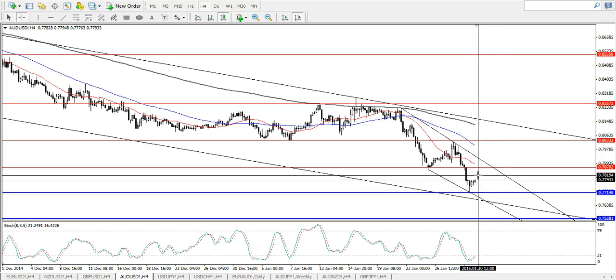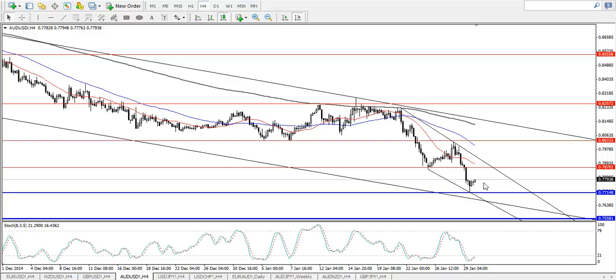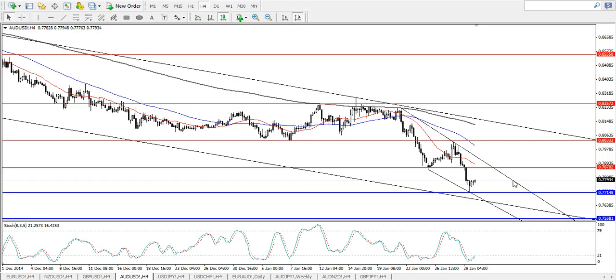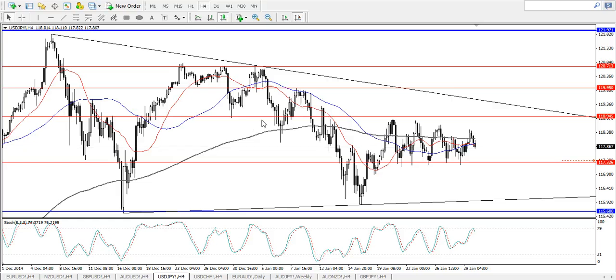So waiting for a retracement all the way back to the top of this falling trend channel that's just been spotted, to go for a short opportunity again, all the way to the bottom of the falling trend channel, or furthermore will be the final exhaustion level, which is 161.8%, the price of 0.7558. Next, we have the dollar against Japanese yen.